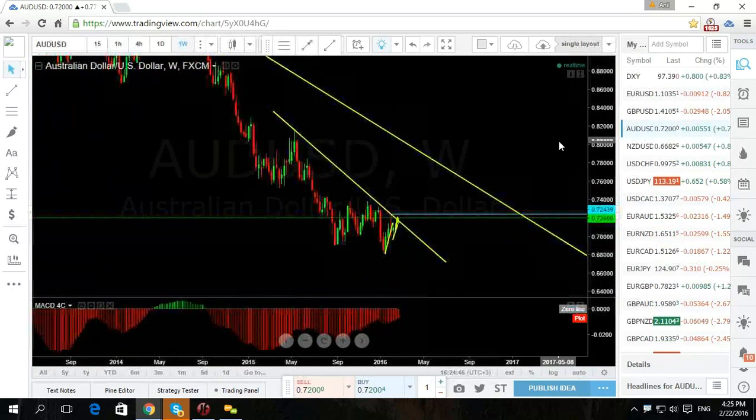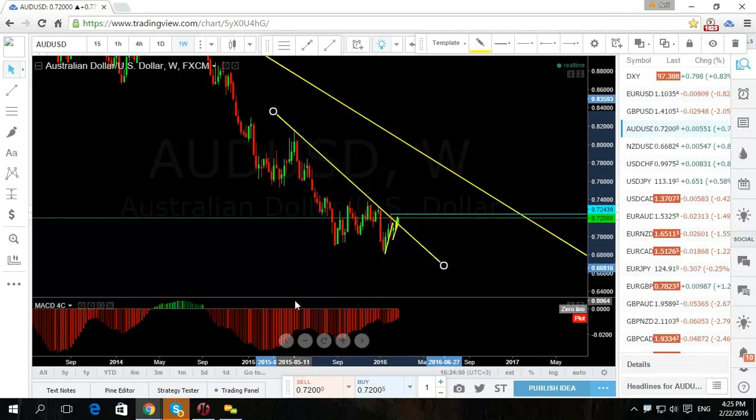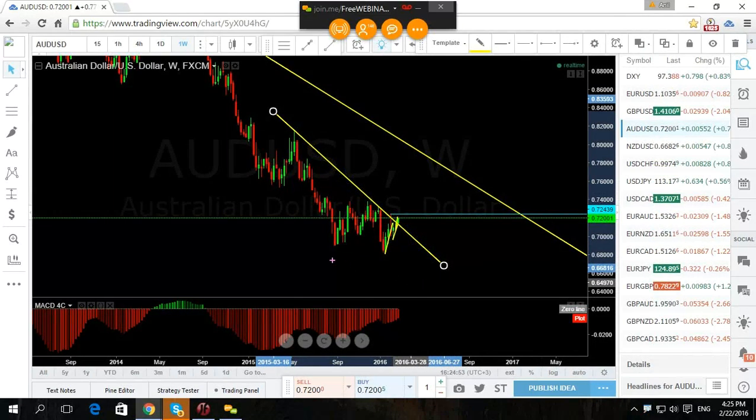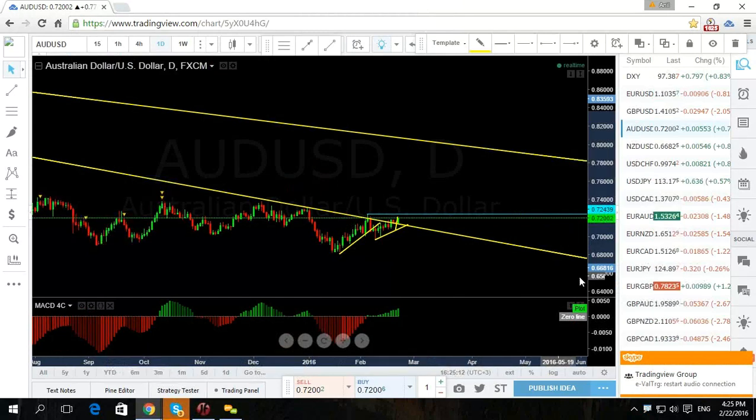This is the Aussie Weekly, right? This is the Aussie Weekly chart. We did make a lower low as we anticipated. What I didn't think was going to happen is I wasn't looking for this to be all the corrective structure. I thought that we'll probably have more correction to the downside, and I still possibly think that that is going to happen. And the reason I think so is because we haven't broke out of the daily trend line.